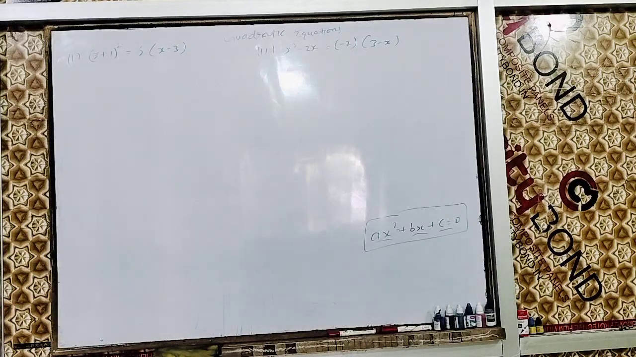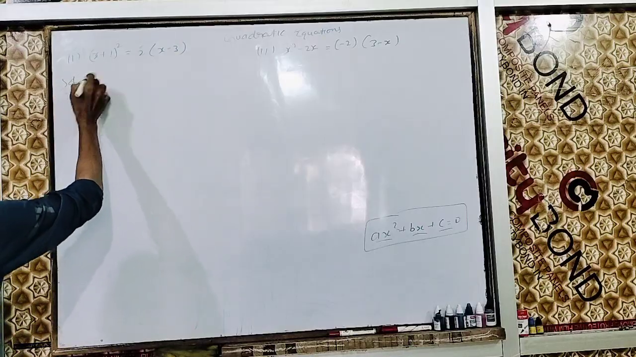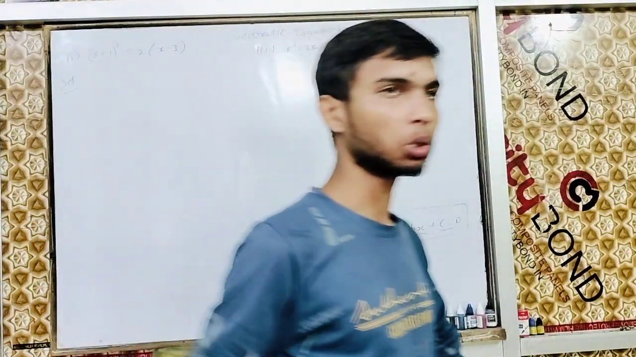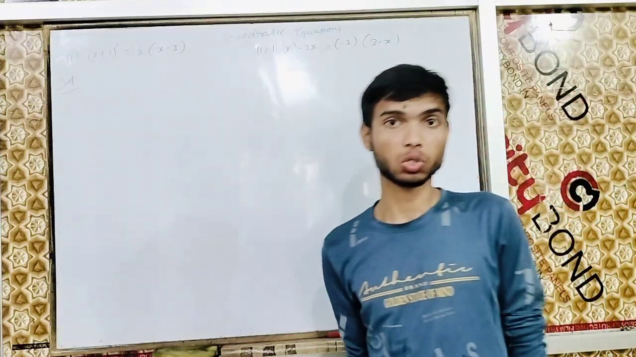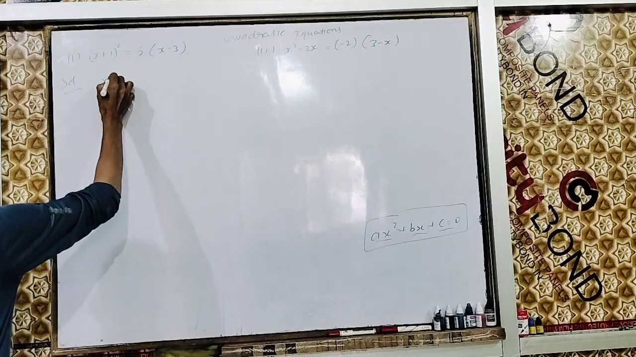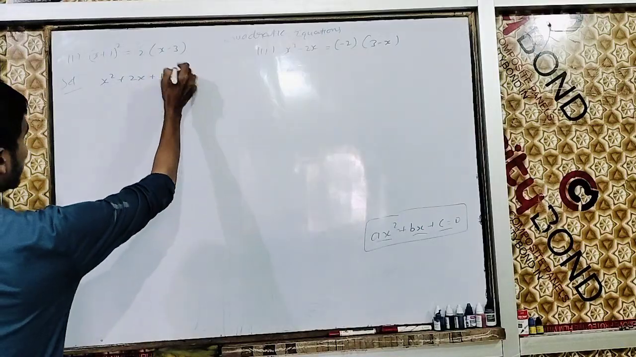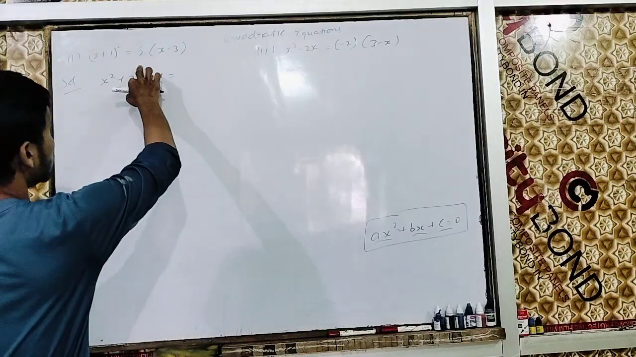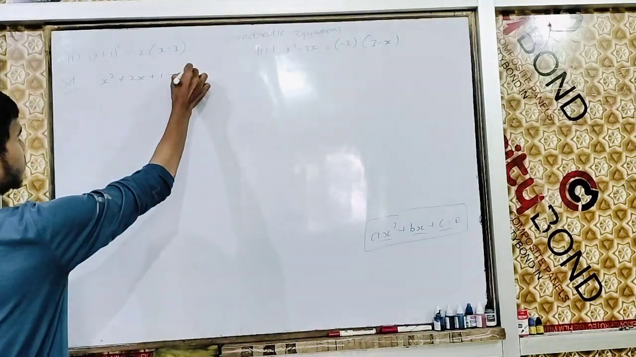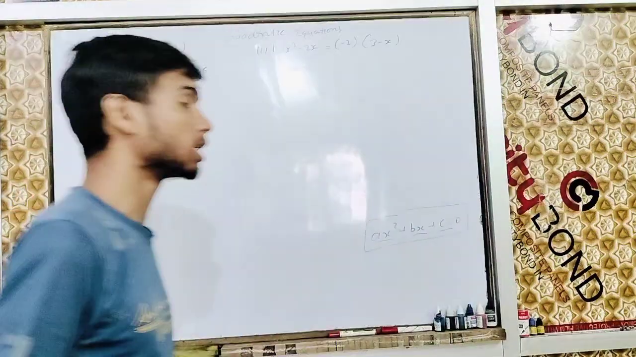Let's simplify this so that we can see what it gives us. Here we know that x plus 1 raised to power 2 is just a plus b whole square. Here we will apply algebraic identities. So it will become x square plus 2x plus 1. Till here this is correct. Now we will multiply this 2 with this, 2x minus 6.